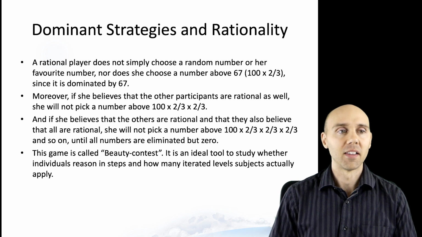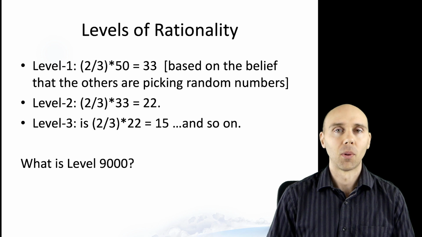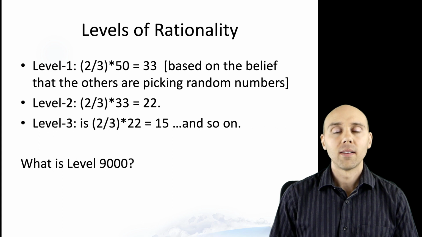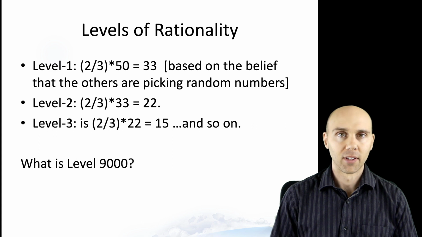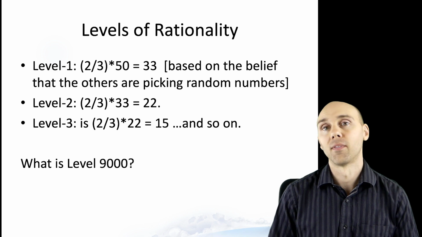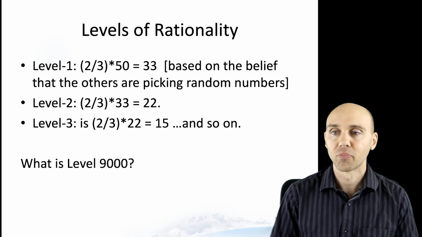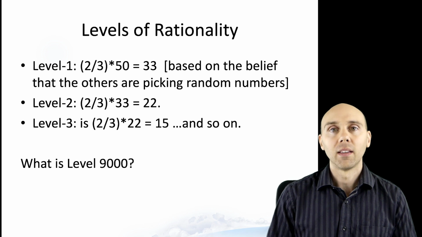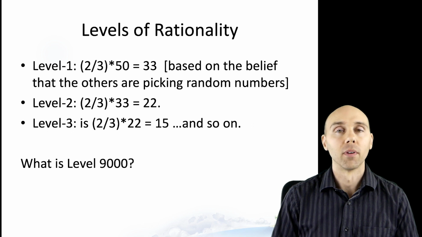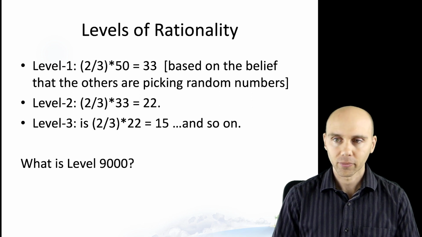In fact, what we find are these levels of rationality. People aren't infinitely rational. So level 1 here is choosing 2/3 of 50, which is about 33, which was a very common choice. In fact, the mean was 34.5. That means you believe that people are choosing randomly between 0 and 100, which means that the average guess will be 50. So therefore you choose 2/3 of the average. You assume that everyone else is being random and you're a bit smarter than everyone else.